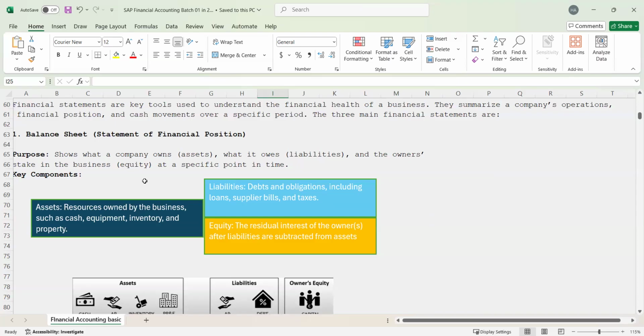Now let's go to liability. Liabilities are things you owe. For example, if you go to the bank to borrow money, the money you borrowed is a liability to you. You have to pay it back. It is not yours. You have to pay back.